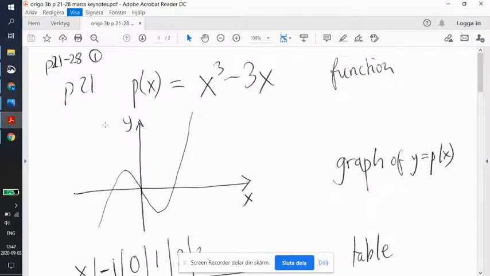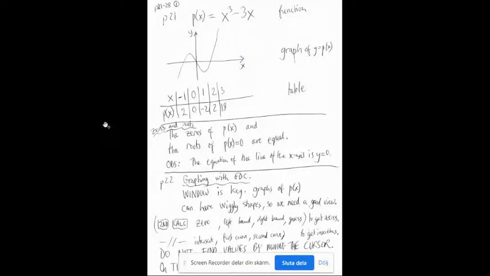Okay, so I will now talk about graphs of polynomials. You find this on pages 21 to 23 of your Origo book. If we have this polynomial function, which is given by this polynomial expression, x cubed minus 3x, this is the same example that is in your book on page 21, and I've sketched it here. Then the graph looks like this.